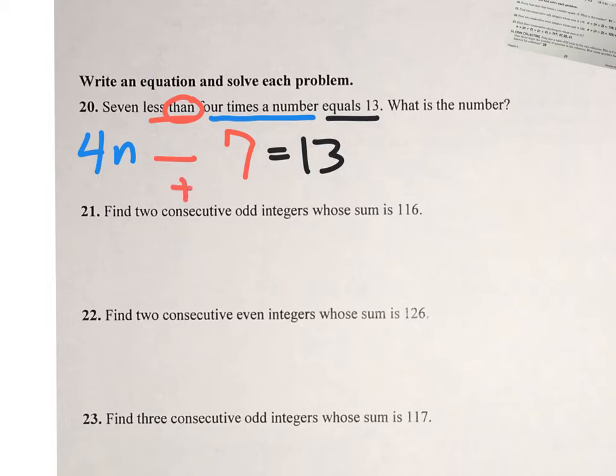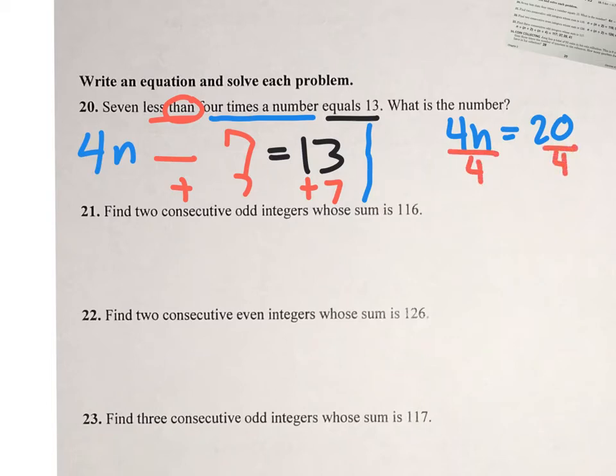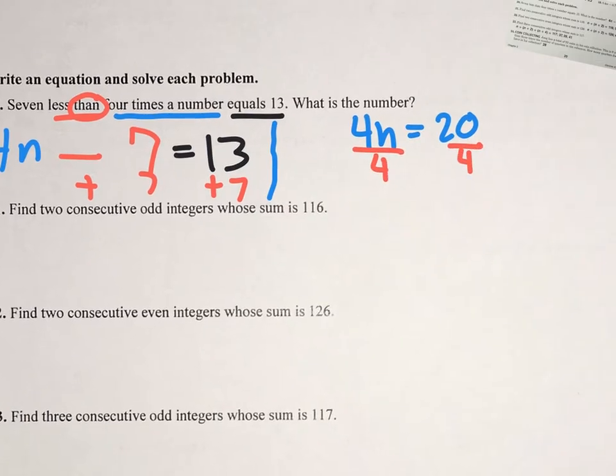So if you go plus 7, let me rewrite my equation in blue because I ran out of space. It's going to be 4n equals 20. So you'd have to divide by 4 on both sides. And of course, your final answer is what? n equals 5.